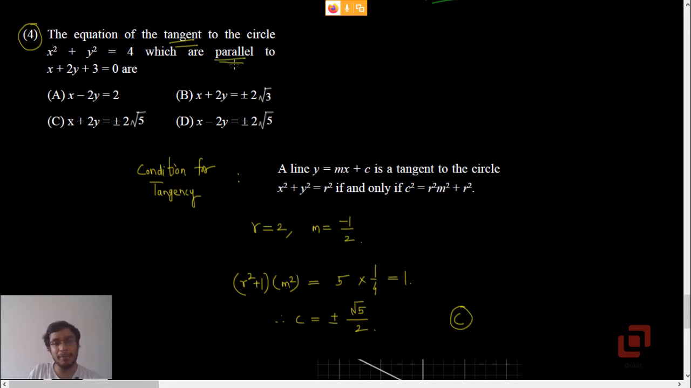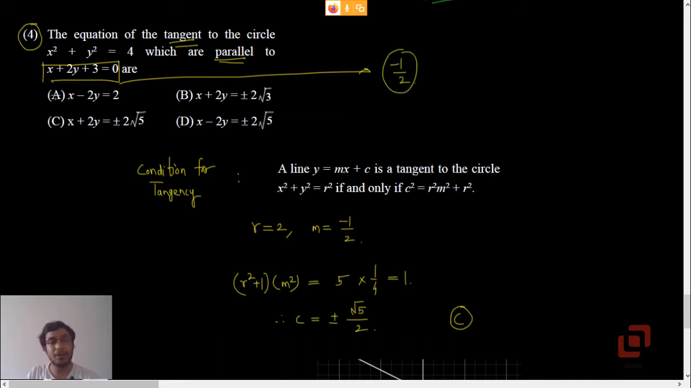Now if the tangents are parallel to this line x plus 2y minus 3 equal to 0, the slopes of the tangents should be negative 1 upon 2, which is the slope of this line. Now you observe that only options C and B have slope minus 1 upon 2. For options A and D, the slope of the tangent is minus 1 upon minus 2, or 1 upon 2. So here itself we have eliminated two of them, options A and D.